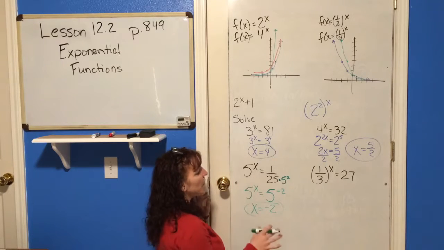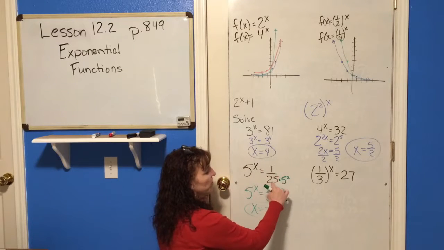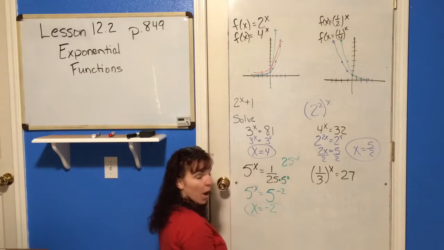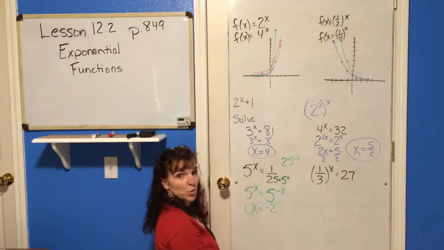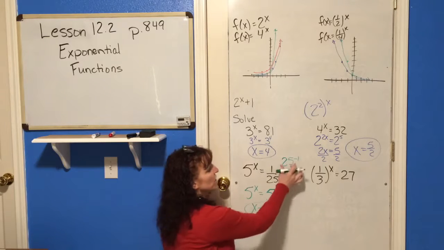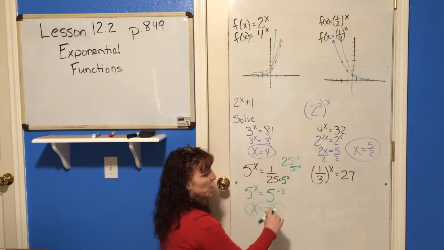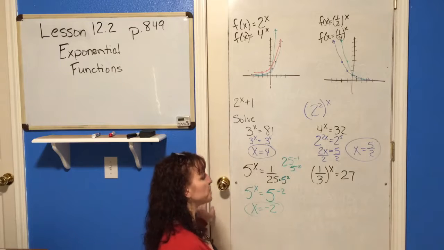Ta-da! Easy. It might also be easier if you change this 1 over 25 first to 25 to the negative 1 power, and then break it down. So either direction will give you the same answer. So this is 5 to the negative 2. It's going to be the same answer, whichever direction you do it. Okay? All right, one more.